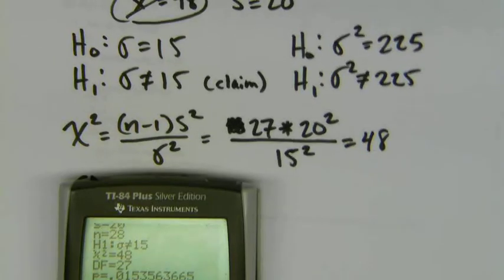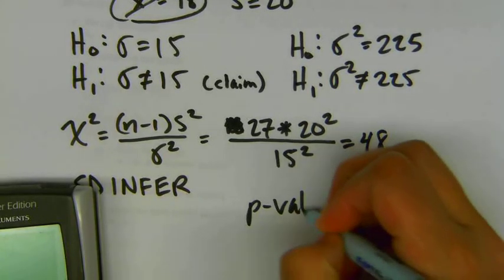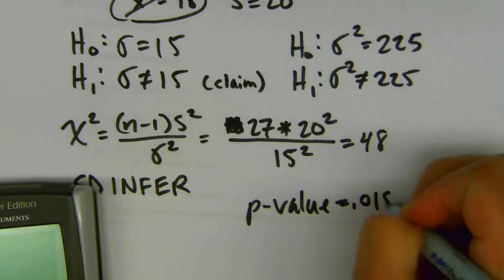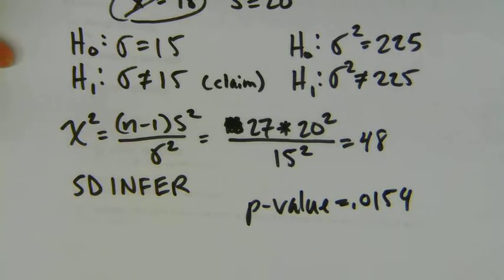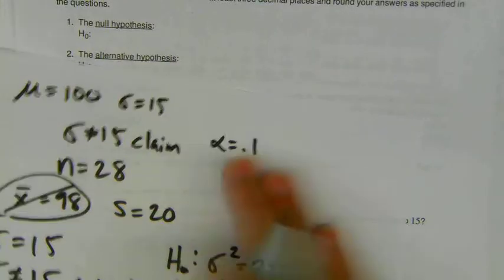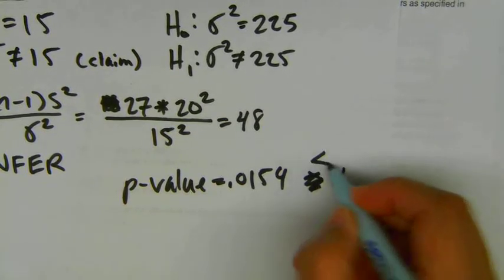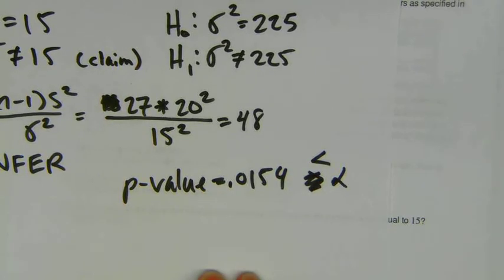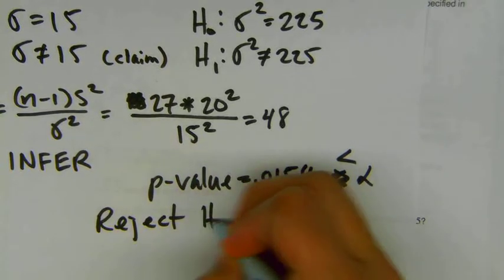And then right below that, what's great, it gives you the p-value. So our p-value is 0.0154. Alpha was 10%, 0.1. Be careful with that one. So 1.5% is smaller than 10%. P-value is less than alpha. We would reject the null hypothesis.